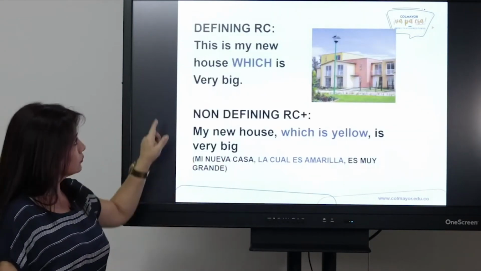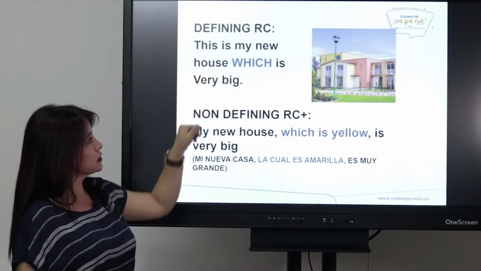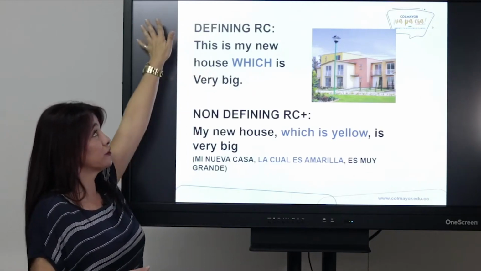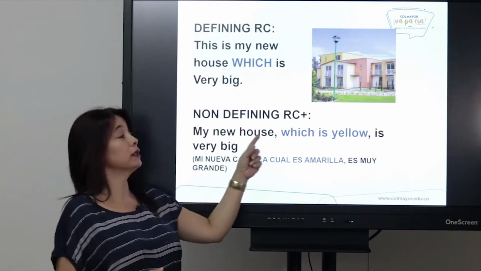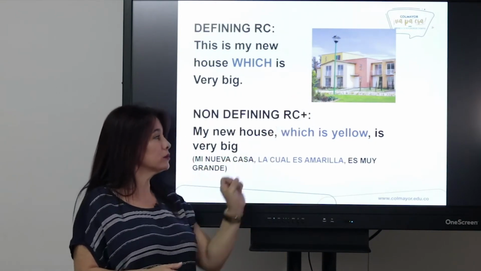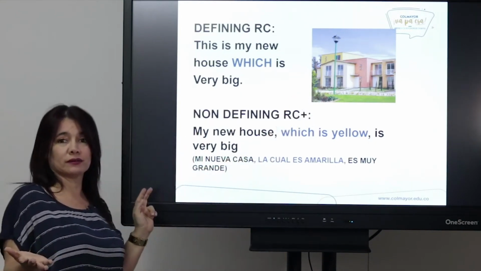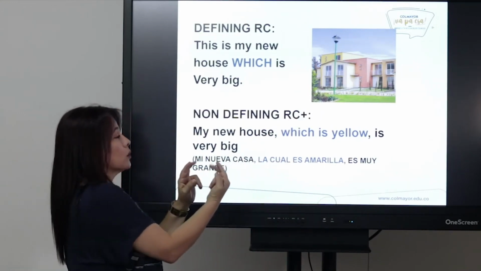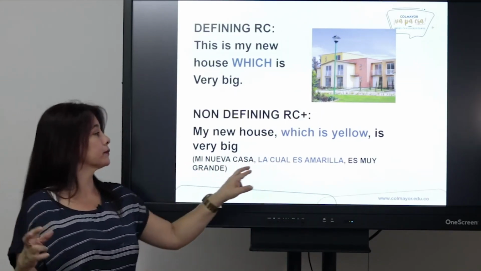Another example. The sentences of the house. This is my new house, which is very big. That was the first relative clause. Now, the non-defining relative clause is: my new house, which is yellow, is very big. Again, you can omit this one and you can say my new house is very big.